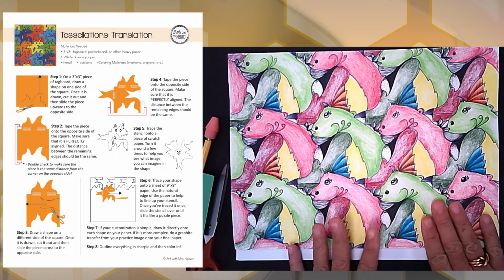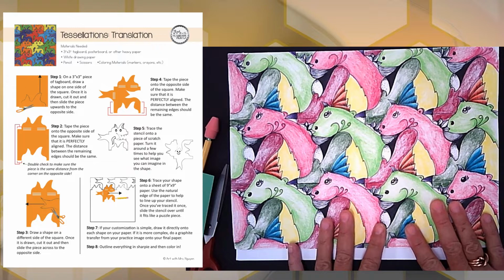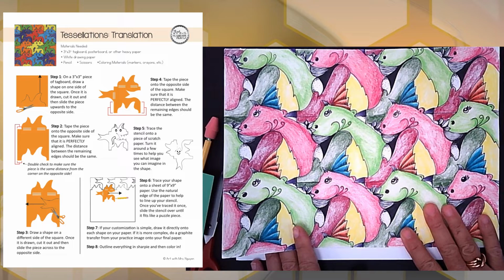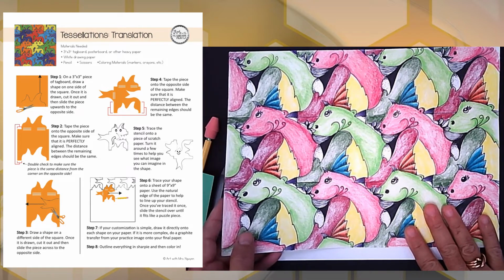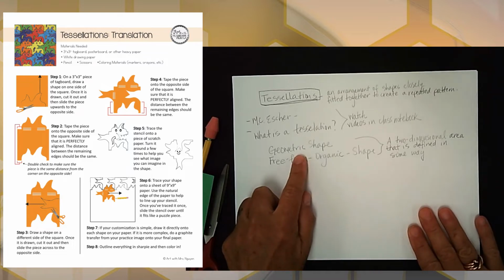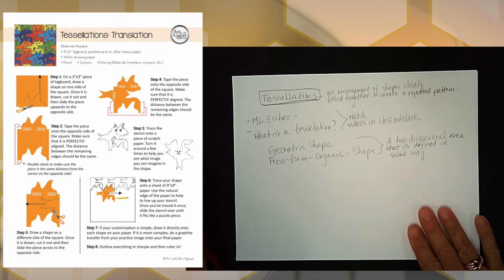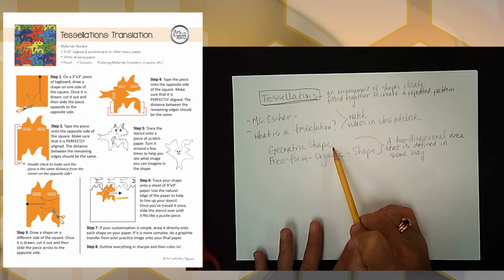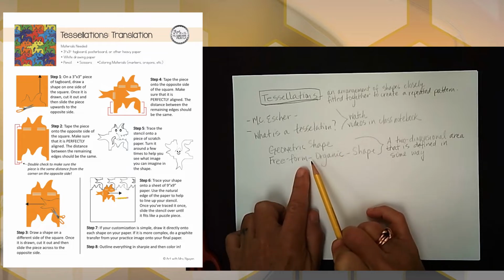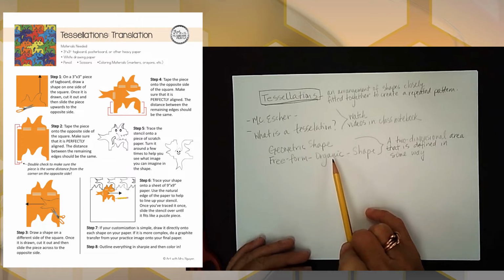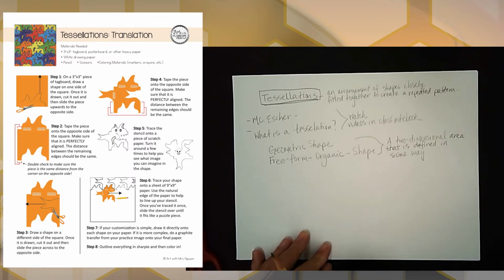Today we are going to create a tessellation using what we've learned about space, our positive and negative space, and our different kinds of shapes. We have geometric shapes, anything that you can create using a mathematical formula: a square, a triangle, a rectangle, any of those shapes. Or a freeform shape, which is something where no two are exactly alike, like a leaf or a flower or even you. That would be a freeform or organic shape.